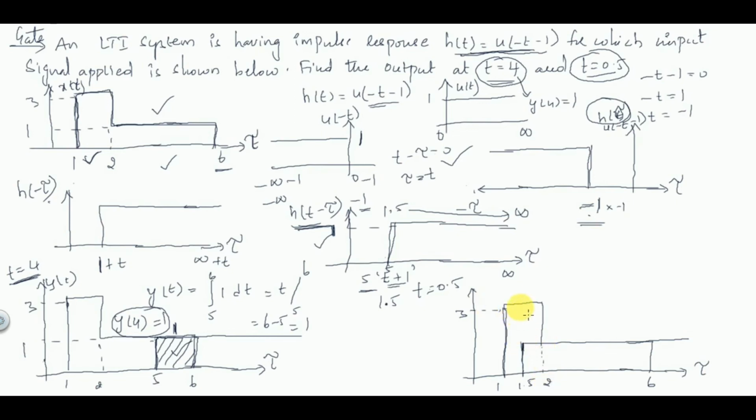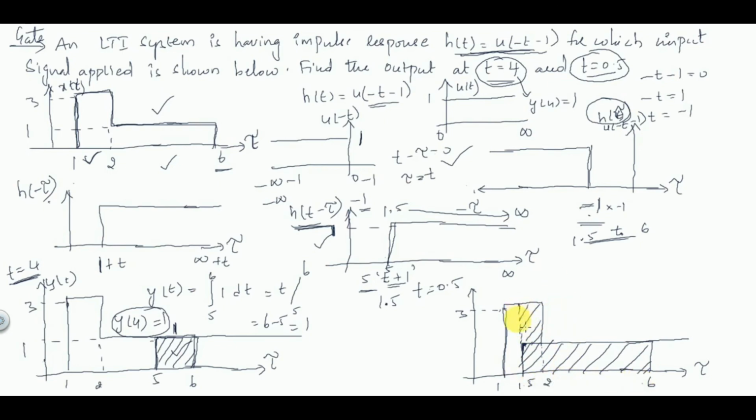Okay, so this is what 1.5 is. So at 1.5, the limits of the common area are from 1.5 to 6. So this is the common area. Yes or no? You have to extend up to 3. So this is your common area. So now the limits are from 1.5 to 6.